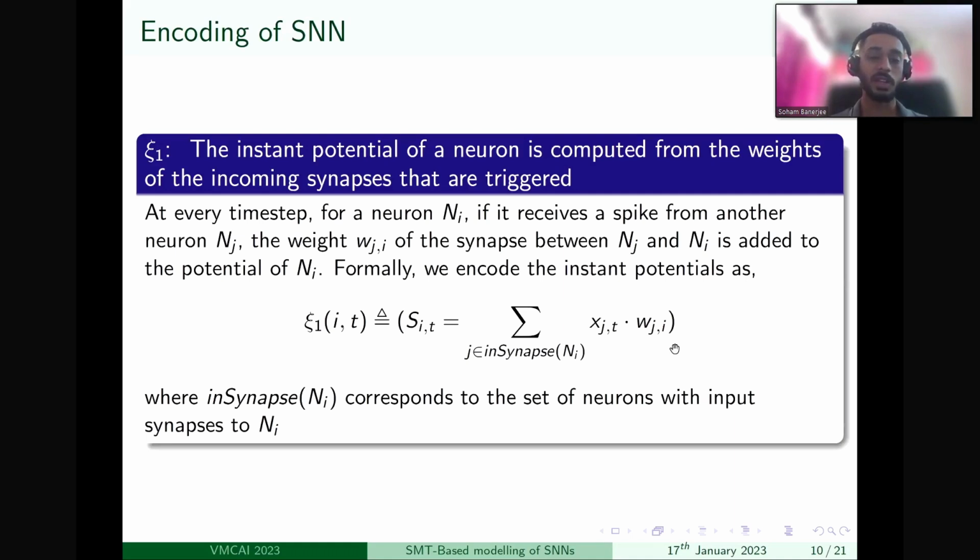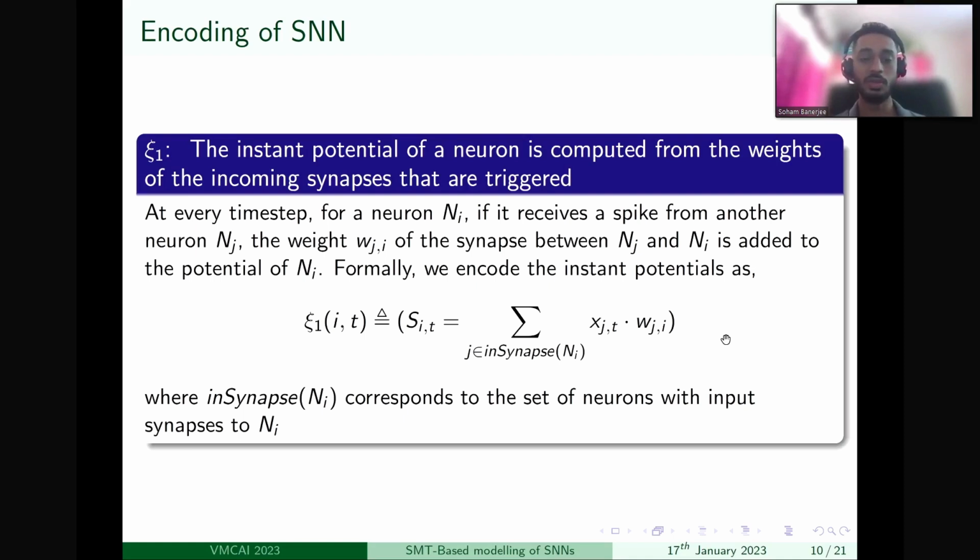The second formula is that at time step t for neuron i, the accumulated potential is equal to the weighted sum of all the inputs received. So here, for all inputs j, if there is an input spike received from j, then x_j^t would be 1 and the associated weight would be added to the accumulated potential at time step t. Otherwise, x_j^t would be 0 and no weight would be added to the accumulated potential.